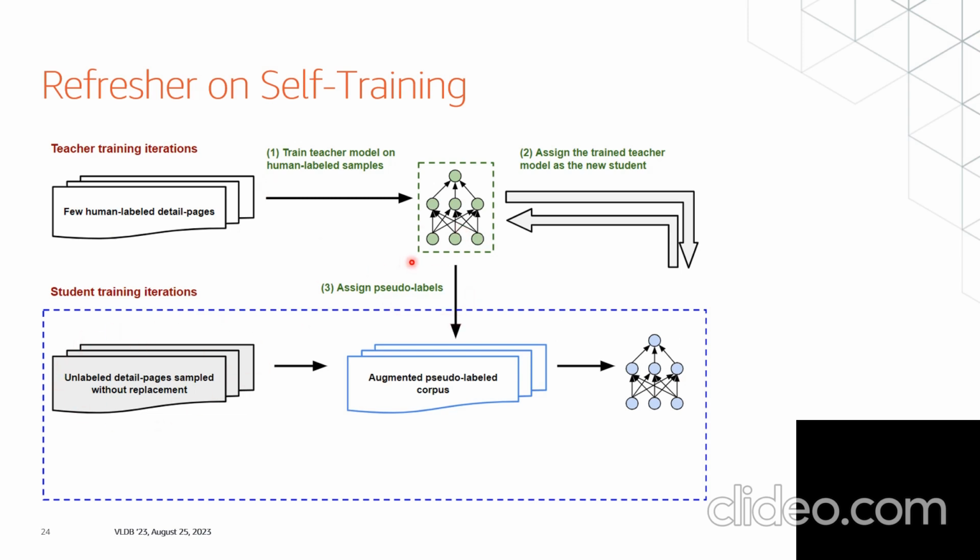So these unlabeled web pages are assigned pseudo labels by the teacher model itself, which makes an inference call on the unlabeled pages to construct the pseudo label samples, and then the pseudo label samples along with the human label samples are used to train the student model. Once the student model is trained, we assign it back as the new teacher model for the next iteration, and this back and forth goes on till we have a convergence on both models, where the training algorithm terminates.